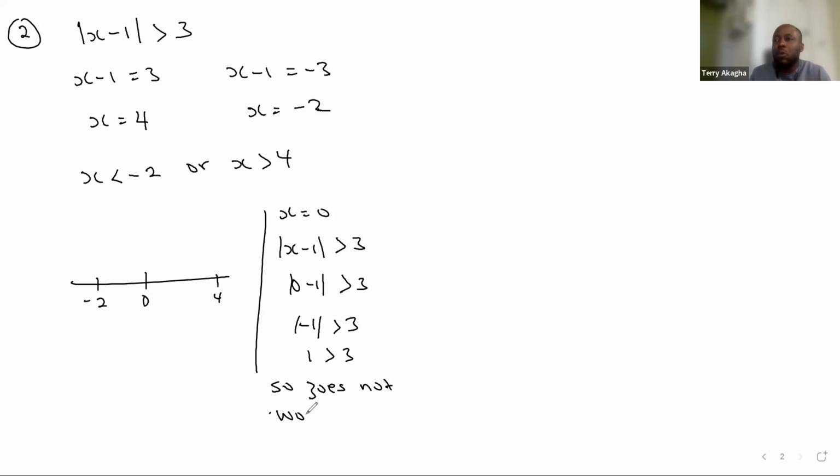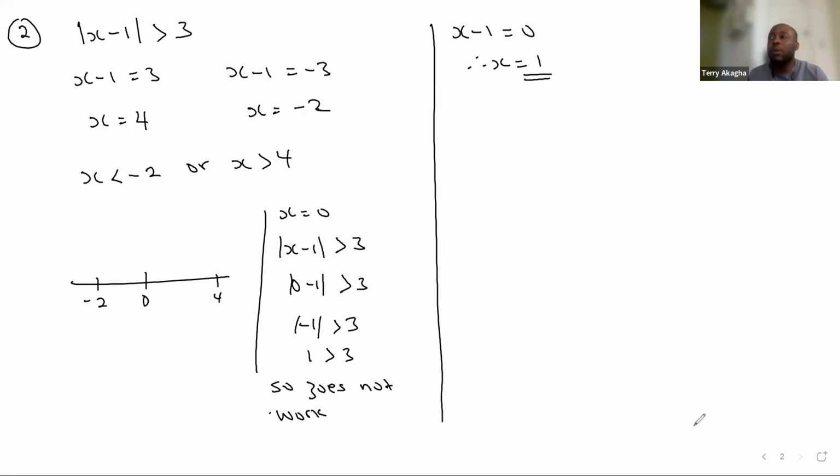Okay, so 0 does not work. Let me add one more to this, like what I said last time. If you are told, for instance, to draw the graph, the same thing: you equate this to 0 to get where the vertex of the modulus is going to be. So x minus 1 is equal to 0. Therefore, x is going to be equal to 1. So we now know that the vertex of the modulus is going to be at 1.